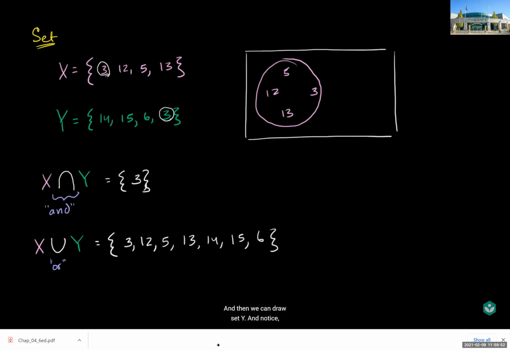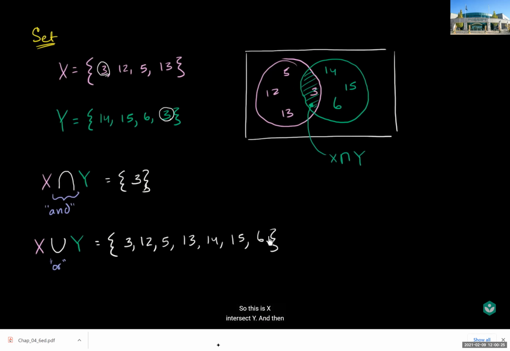And then we can draw set Y. And notice I drew a little overlapping here because they overlap at 3. 3 is an element in both set X and set Y, but set Y also has the numbers 14, 15, and 6. And so when we're talking about X intersect Y, we're talking about where the two sets overlap. So we're talking about this region right over here. And the only place that they overlap the way I've drawn it is at the number 3.